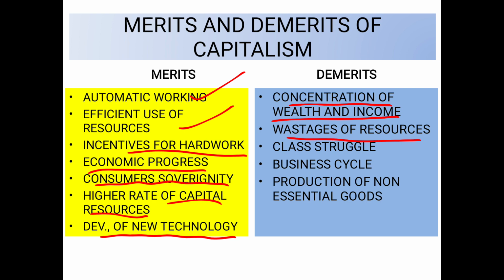Next is class struggle. Capitalism actually leads to a great struggle in the society, because you have a set of people who are highly rich and you have a set of workers on the other side. So there is always a struggle between the rich and the poor, and there is a wide gap between these two. The rich are always richer and the poor are always poor in the capitalist economy.